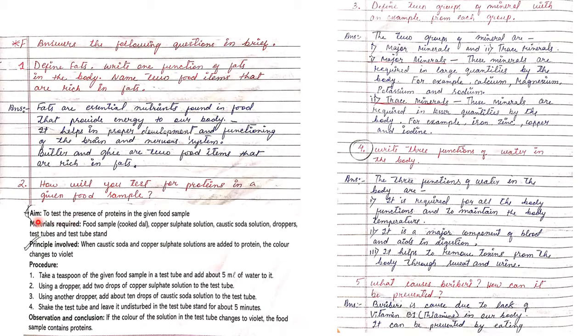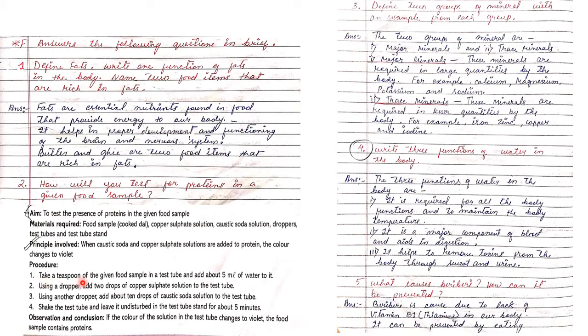Let's see. Our aim is to test the presence of proteins in the given food sample, and the materials required are food sample, that is cooked dal, copper sulfate solution, caustic soda solution, droppers, test tubes and test tube stand. And the principle involved is, when caustic soda and copper sulfate solutions are added to protein, the color changes to violet.